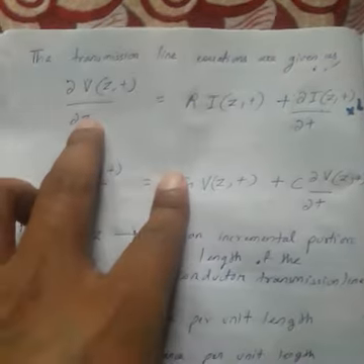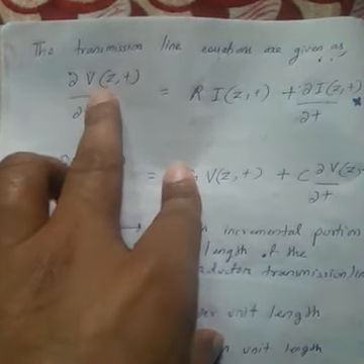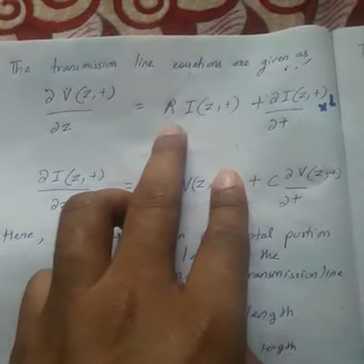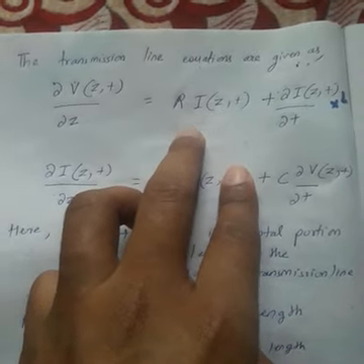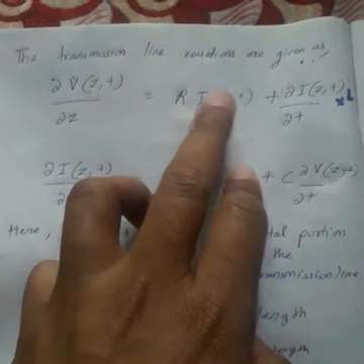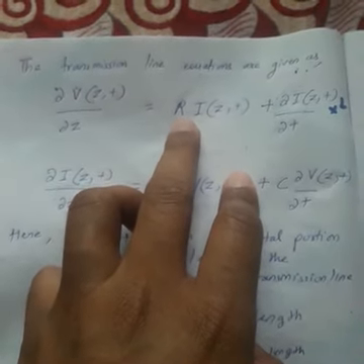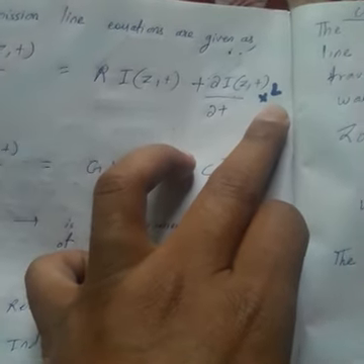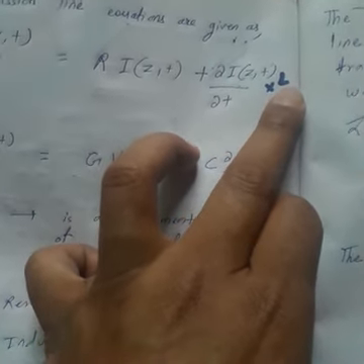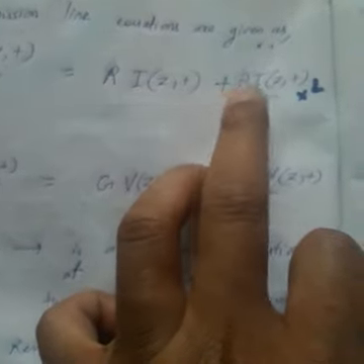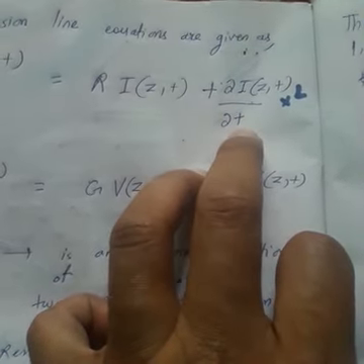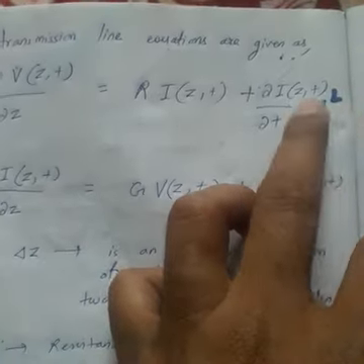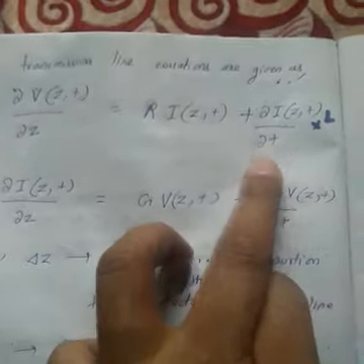Now if you look at the two equations, this is my voltage. What is the formula for voltage across a resistance? V equal to IR. The current is I z of t, so the voltage becomes I into R. Plus, what is the voltage across an inductance? L di by dt, so that is why L times the derivative of current I z of t with respect to t. So total voltage is equal to IR plus L di by dt. This is the first equation.